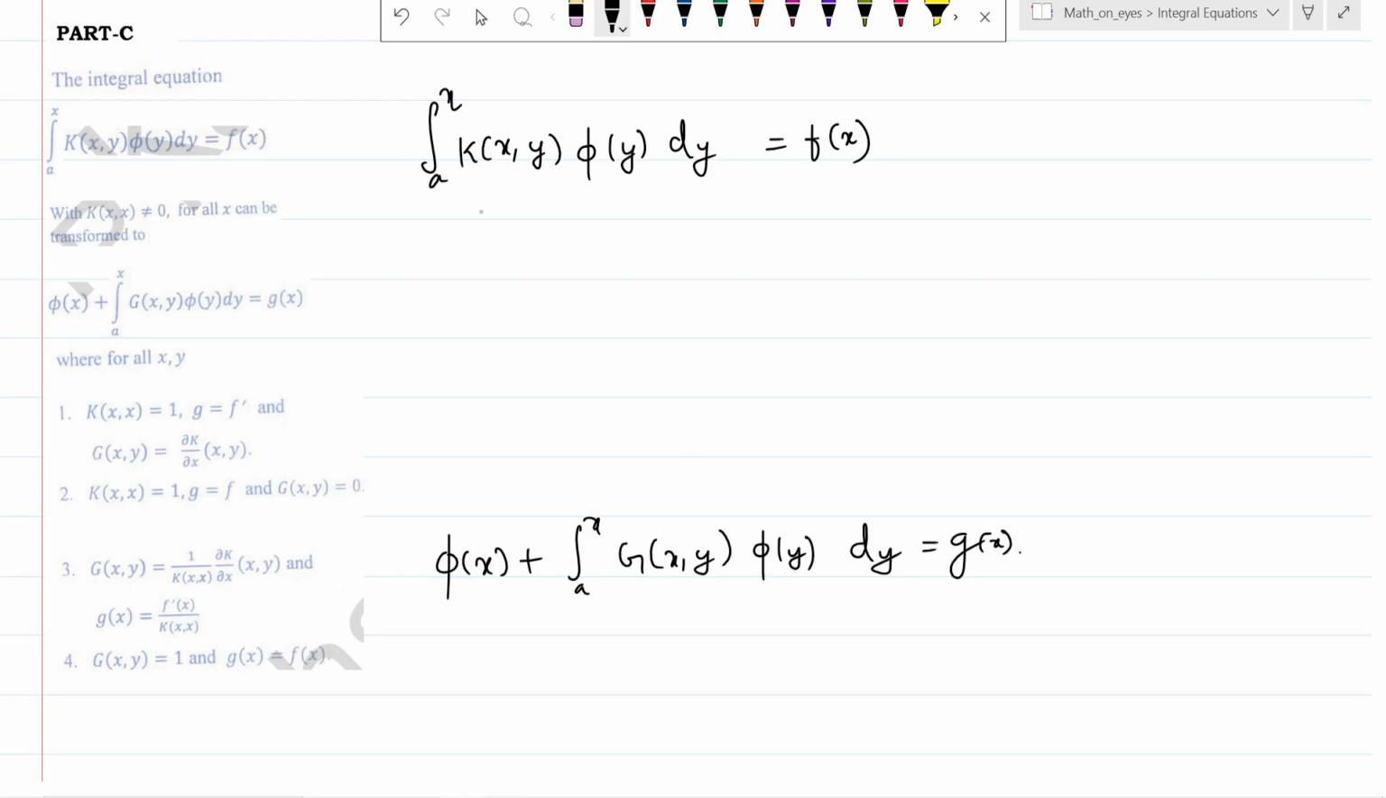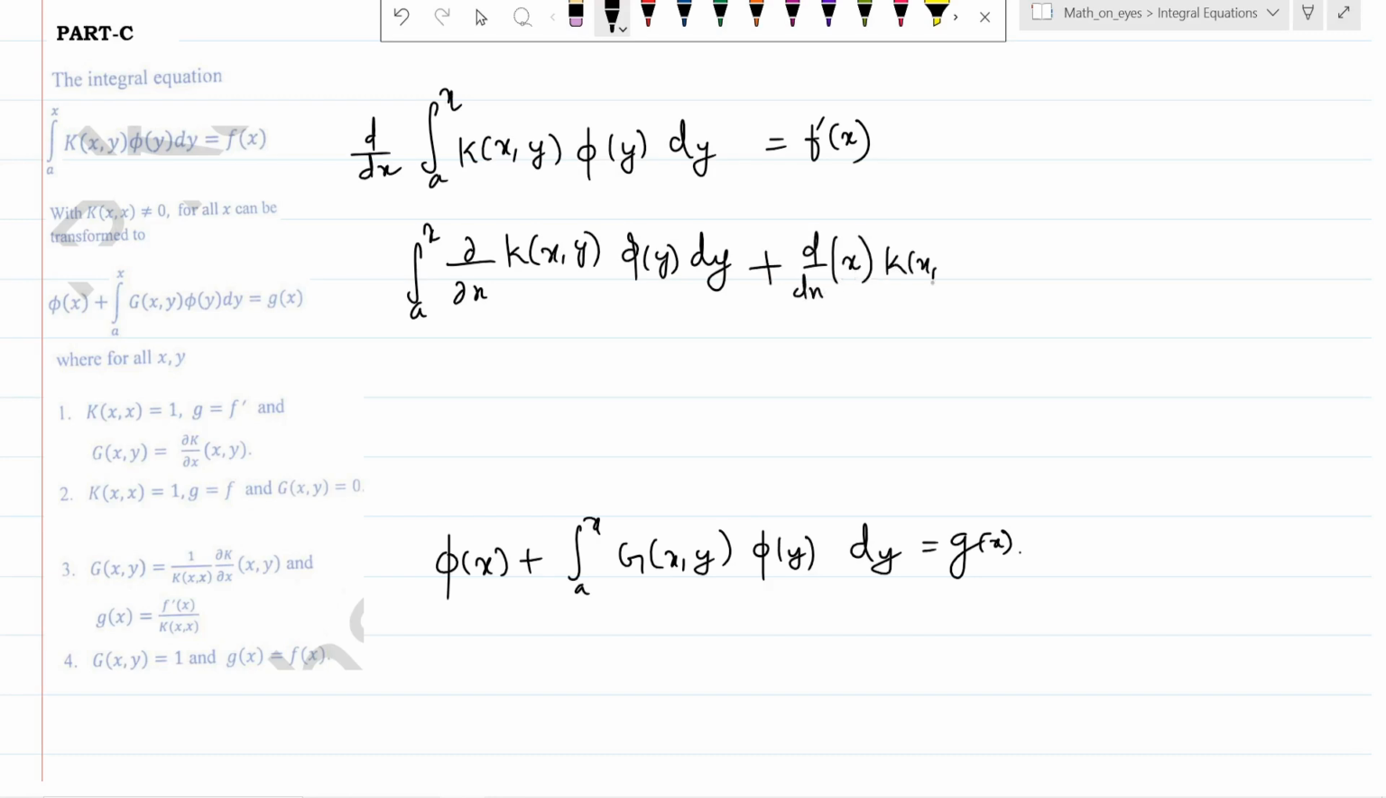So by using Leibnitz rule, I'm going to differentiate this one. When we differentiate, the left part is d by dx outside and this will be f dash of x, right? So when you differentiate this integral, you will find integral a to x dou by dou x of kernel k of x comma y into phi of y dy, and then the upper limit will be x, right? So here plus d by dx of your upper limit into k of x comma x. Wherever y comes, you have to put x, k of x comma x, into phi of x, and then the lower limit a is a constant. When you differentiate a constant, it will become 0. So this lower limit part would be 0.